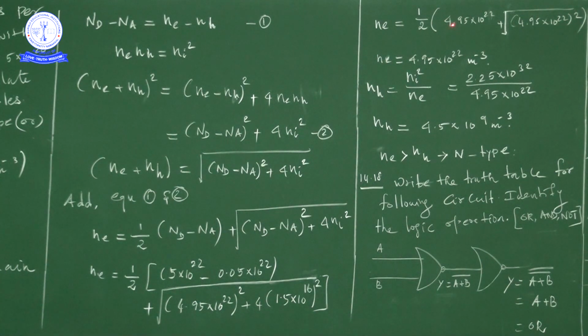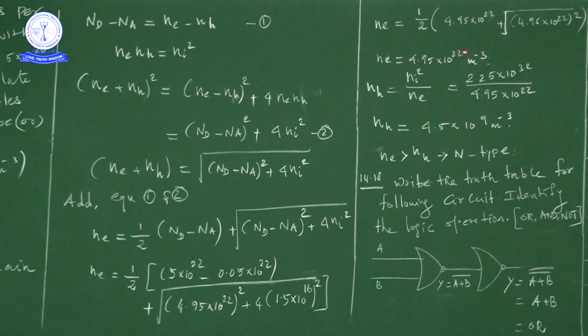Here, 4.95 into 10 power of 22 plus 4.95 into 10 power of 22 the whole square. By removing the root and the square, both are cancelled. The square root and the square cancel. Here we have 4.95 into 10 power of 22 plus 4.95 into 10 power of 22. Taking it commonly outside, here we have 1 and here we have 1, then 1 by 2 into 2 into 4.95 into 10 power of 22, because they are present two times. So 2 by 2 cancel, and the number of electrons is equal to 4.95 into 10 power of 22 per meter cube.